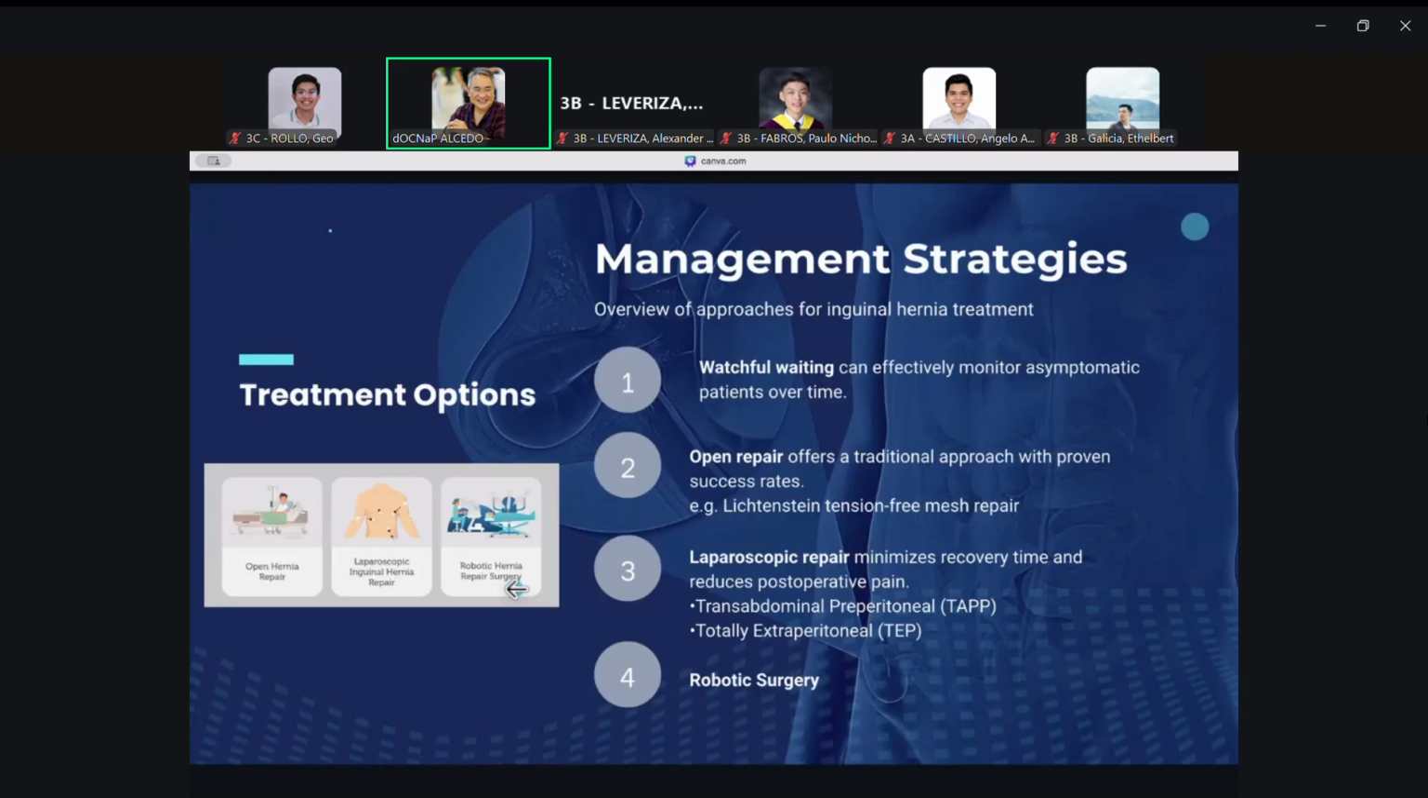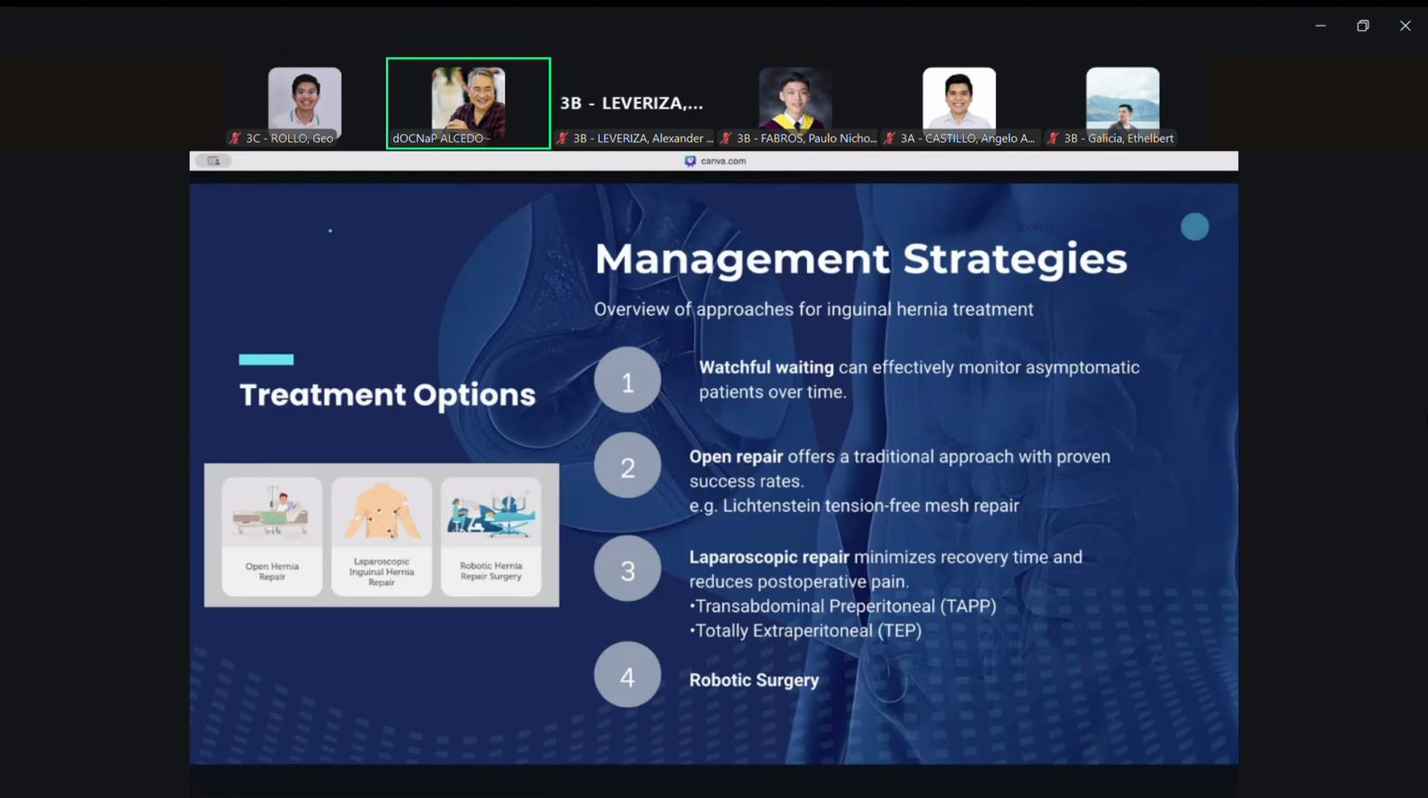So management, I'll give you an overview of the approaches for inguinal hernia treatment. For those patients who are asymptomatic, except for, of course, the bulge, we can just reassure the patient, and watchful waiting can be the primary mode of management. Just advise the patient of the possible complications that can happen, incarceration, strangulation, but very rarely do these complications occur in the absence of symptoms.